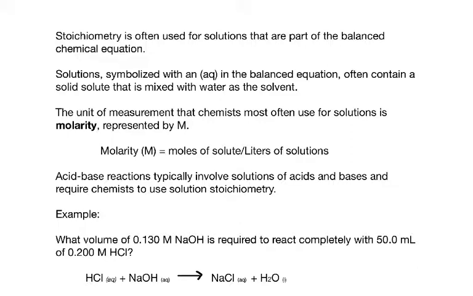Okay, because a solution, as you know, is a homogeneous mixture, which means it has a solid solute, typically, not always, but most of the time, dissolved in usually water. And in the balanced equation, you'll see an AQ next to substances that are solutions to let you know that is an aqueous solution. So the AQ signifies that it's dissolved in water, and that requires you to approach the stoichiometry a little bit differently.